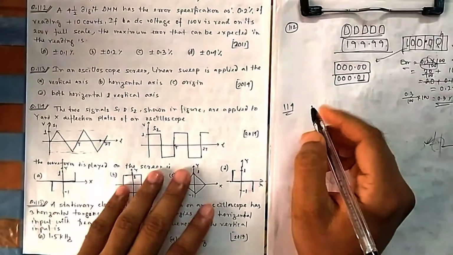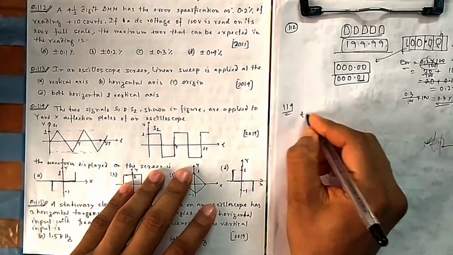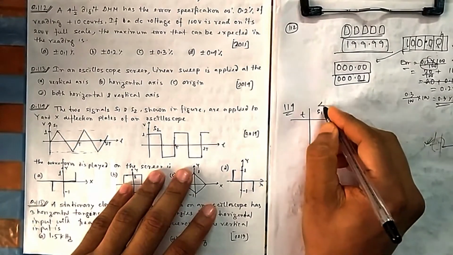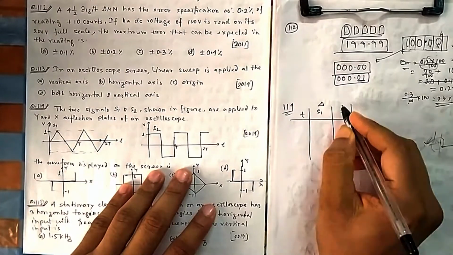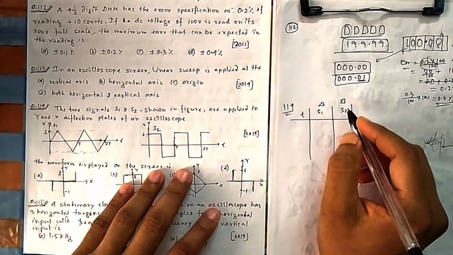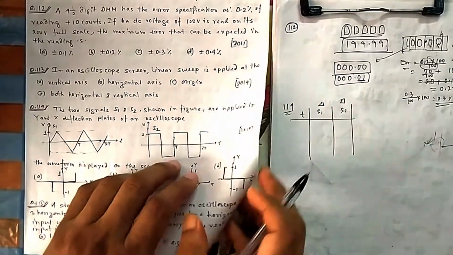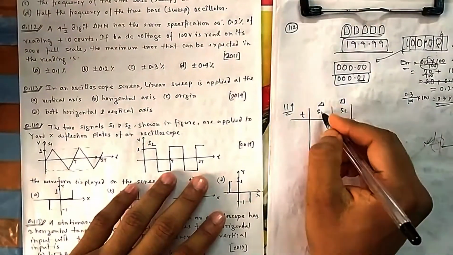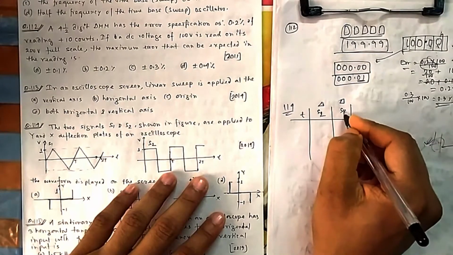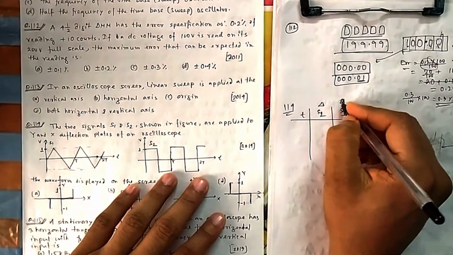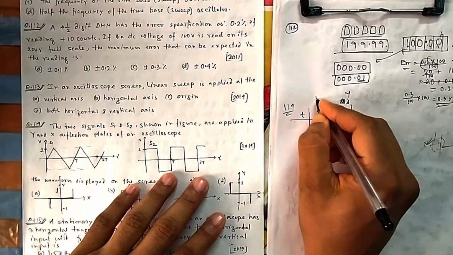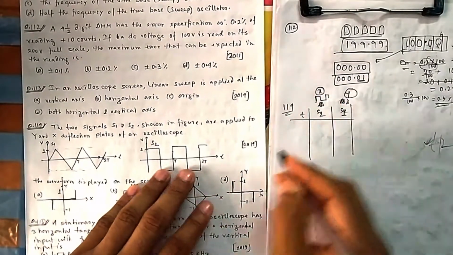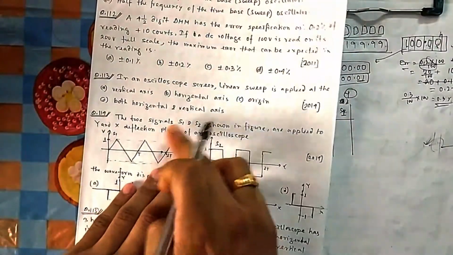Suppose this is T, and S1 is triangular, I have drawn triangular, and S2 is square. Which one is X, which one is Y? Shown in the figure are applied to Y and X. So S1 is Y, this is triangular, this is Y, and this is the square wave, this is X. S2 is your X.